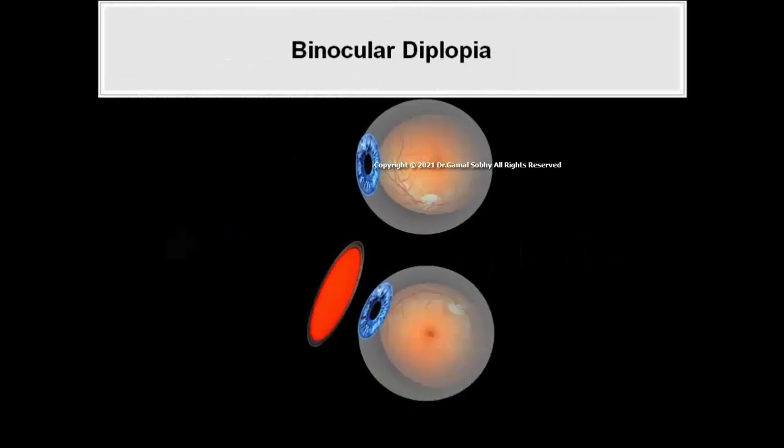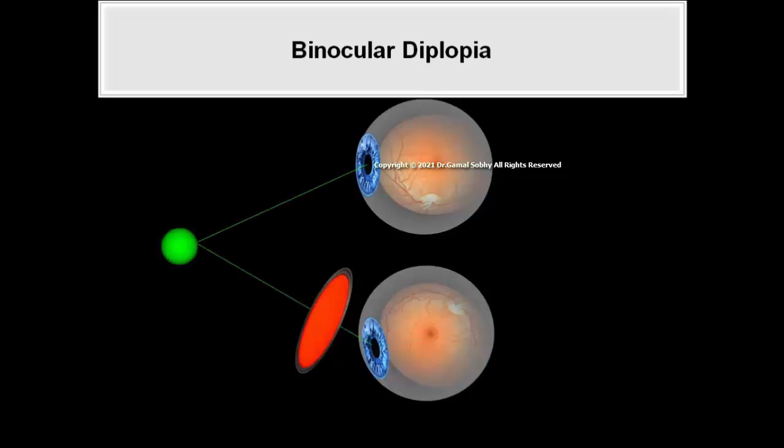In binocular diplopia, a red glass test will determine its type. In esotropia it is uncrossed or homonymous diplopia. In exotropia it is crossed or heteronymous diplopia. In hypertropia or hypotropia it is vertical diplopia. Finally, in cyclotropia it is torsional diplopia.